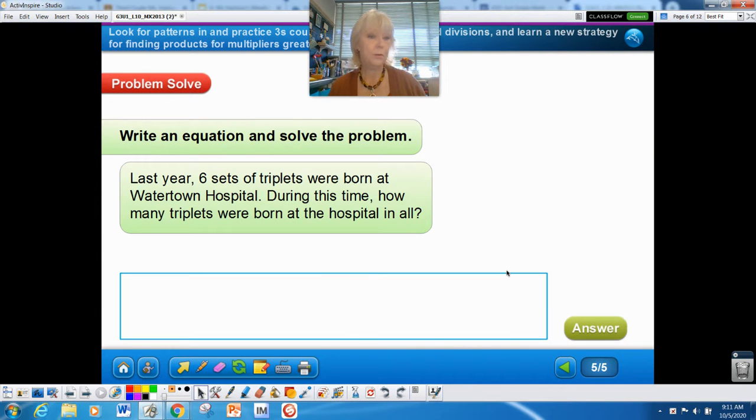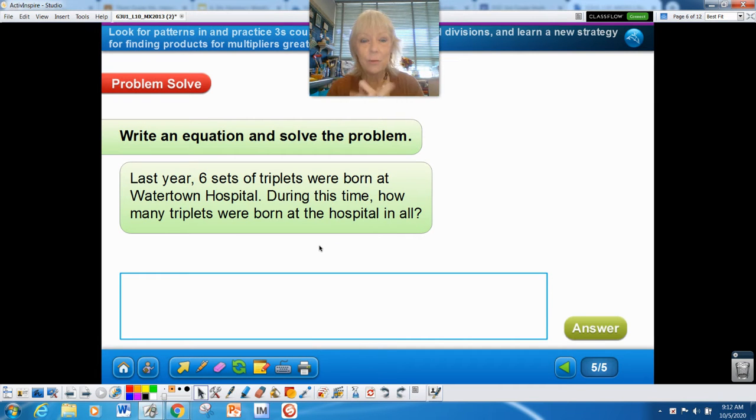You also, on one of your pages, are going to be having word problems. So remember, in word problems, you want to look for your clues. You want to look for your number clues so that you can turn that number into an equation. All right, so last year, 6 sets of triplets were born at Watertown Hospital. During this time, how many triplets were born at the hospital in all? So we had 6 sets.